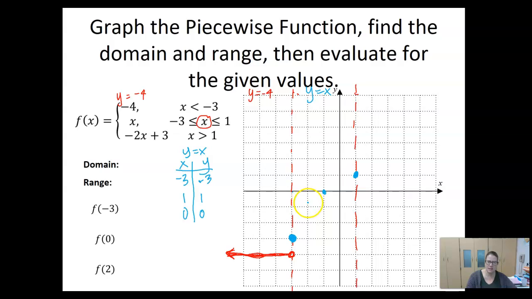But because this is linear, right, it's just a straight line. Oops, that was not 0, 0. So let's erase that one.